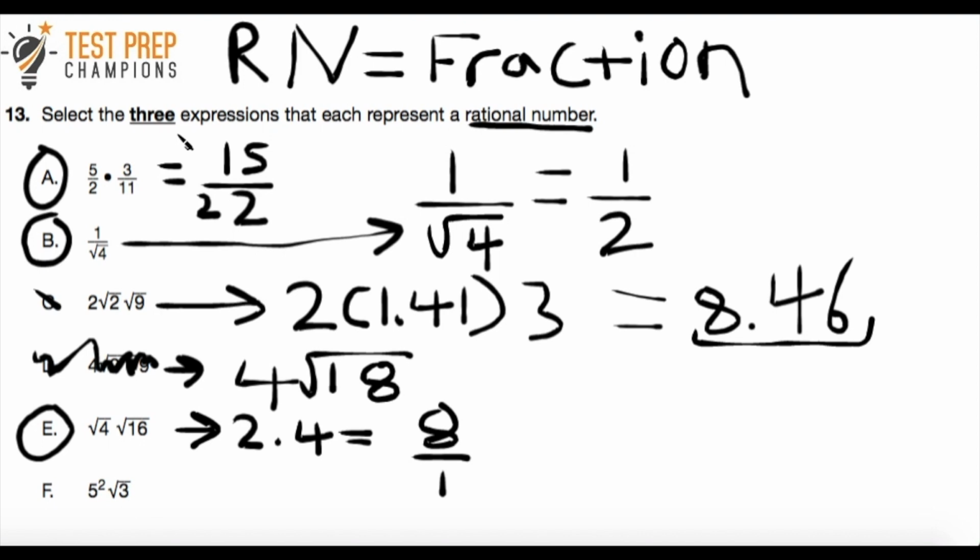Remember, we're asked to find which 3 expressions represent a rational number, and we found those 3 expressions right here. So we don't even have to check F, but just to point this out, the square root of 3 is not one of those common square roots, so that's why we would know without even doing the math here that we're not going to get a rational number.